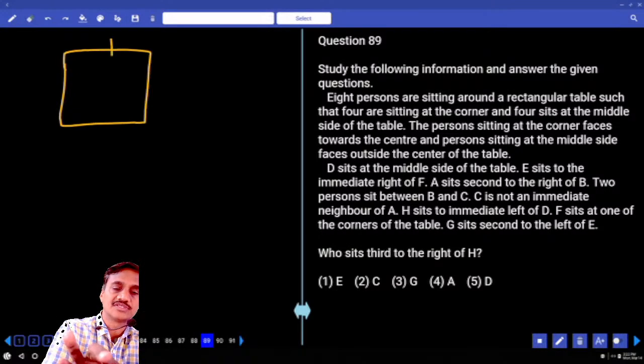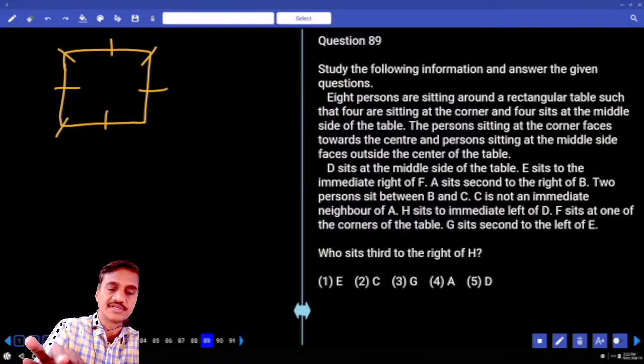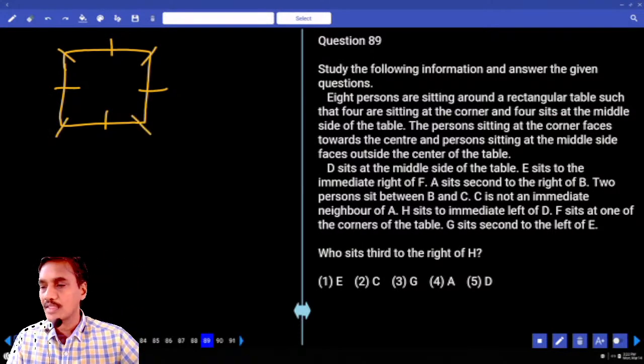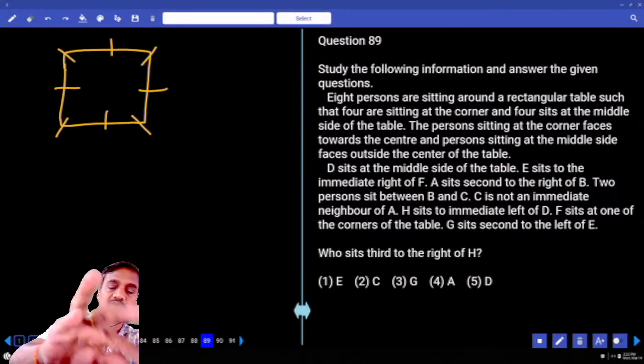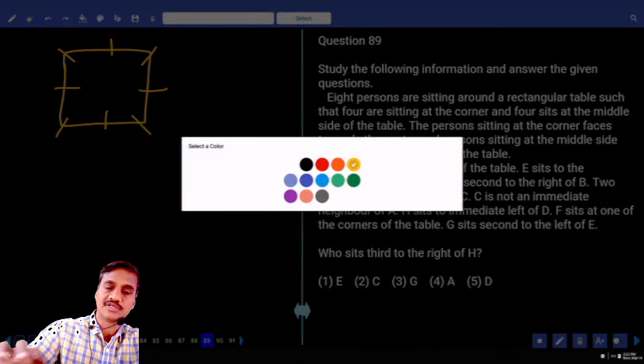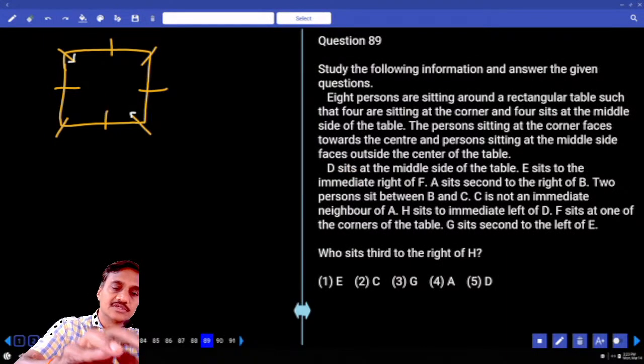The ones seated at the corners are facing towards the center, and the ones at the sides are facing away from the center.